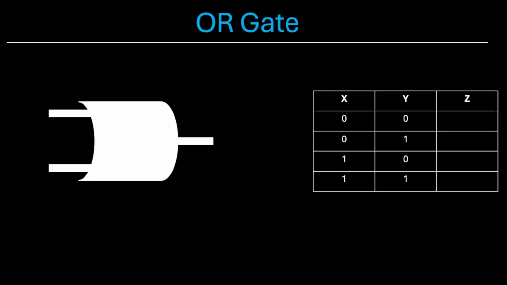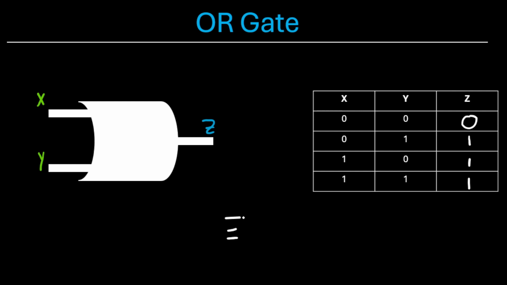So OR gates, or this one in particular, has two inputs and one output. So this output will be high if either of your inputs are high. So if X is low and Y is high, your output will be 1. If X is high and Y is low, your output will be 1. And if they're both high, they'll be 1. For an OR gate, the only case where the output's low is if all of the inputs are low. So this is the truth table for a 2-input OR gate.